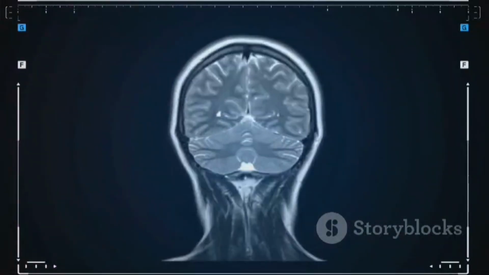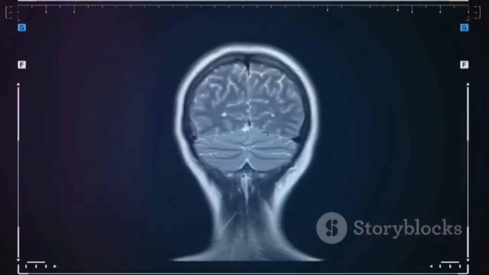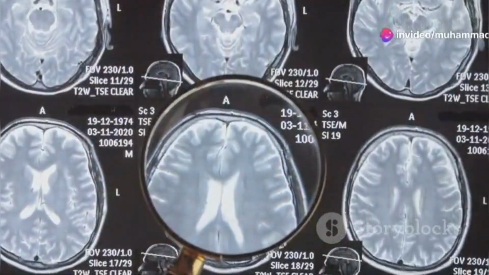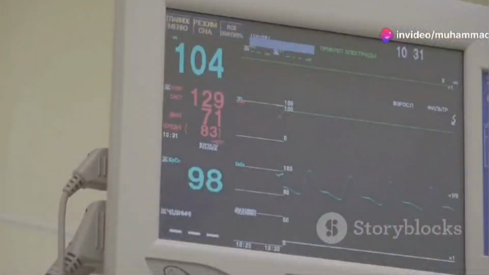Intracerebral hemorrhage happens when a blood vessel within the brain bursts. The blood leaks into the surrounding brain tissue, causing damage. This type of stroke is often associated with high blood pressure, which weakens blood vessels over time.